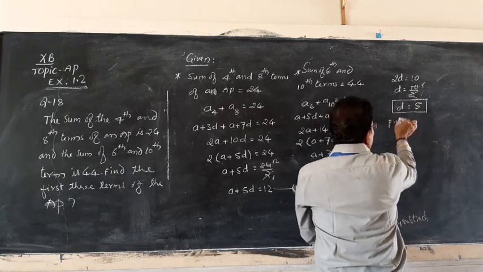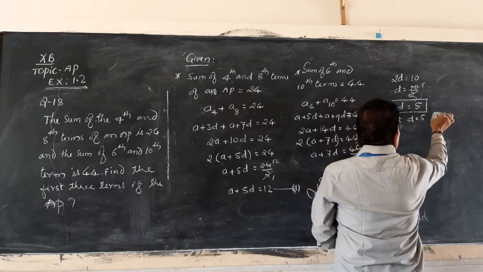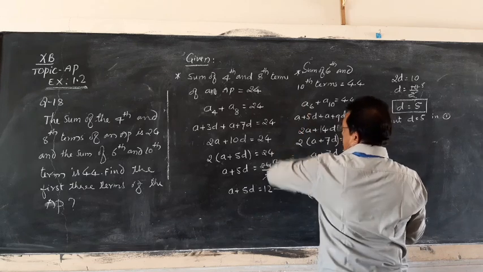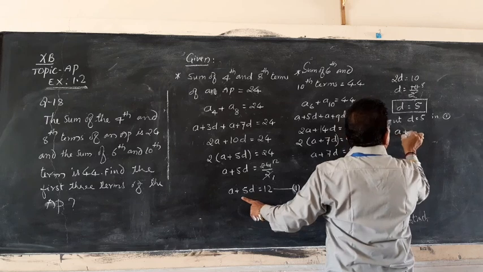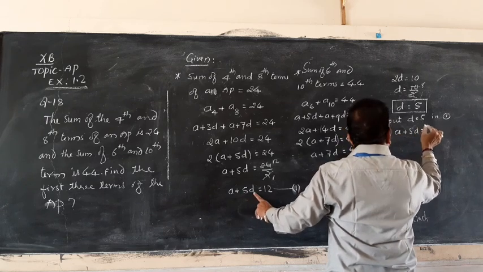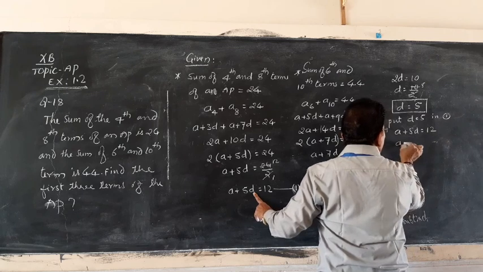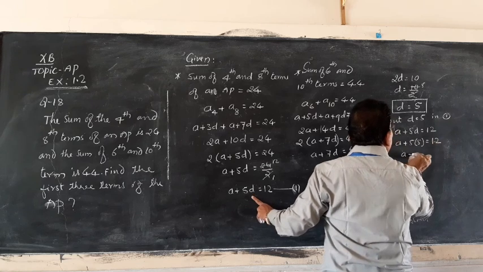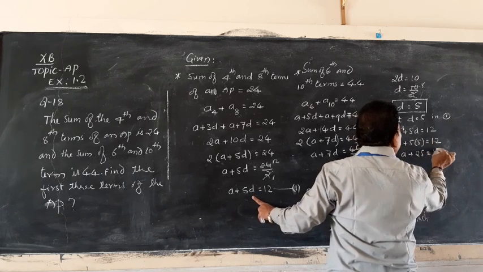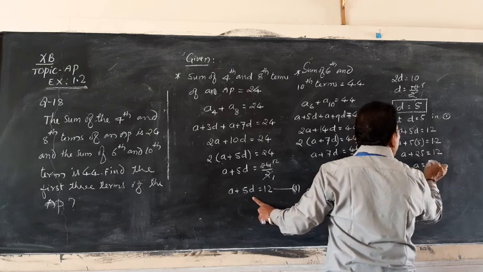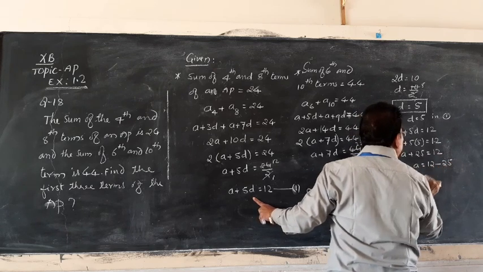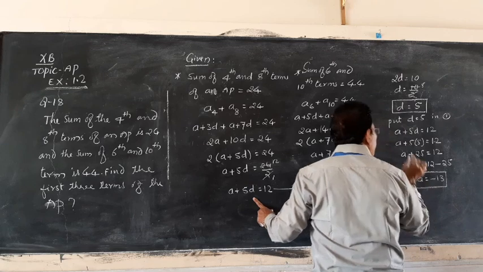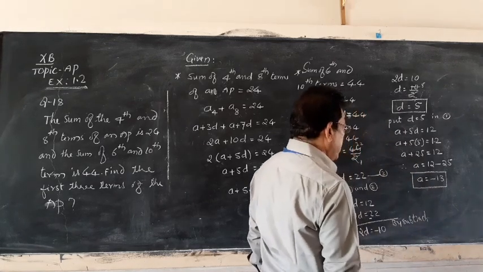Next, put D equals 5 in equation 1, A plus 5D equals 12. Therefore, A plus 5 into 5 equals 12. A plus 25 equals 12. Therefore, A equals 12 minus 25. A equals minus 13.